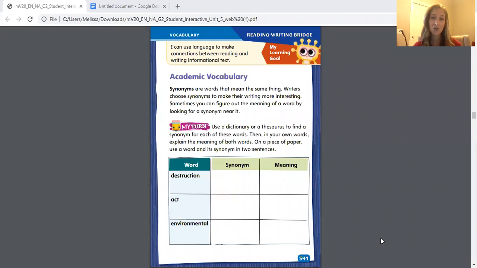We have a couple activities we'll be working on today in our student interactive. We will be working on some academic vocabulary from our reading writing bridge, some spelling, and then we'll move into our writing. So the first page we'll be working on is page 541.